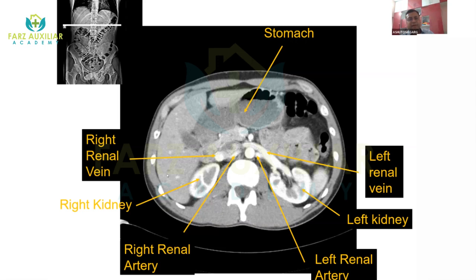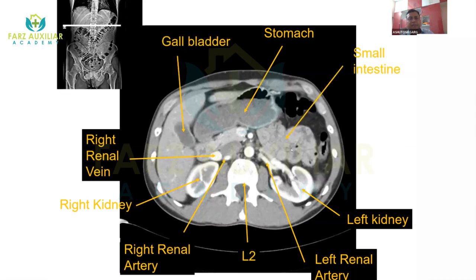And this is the right lobe of the liver. This is the left lobe of the liver, stomach. This is the spleen, and this is the splenic flexure of the colon. Then this structure is the intestine. So now the small intestine is appearing in the CT scan.